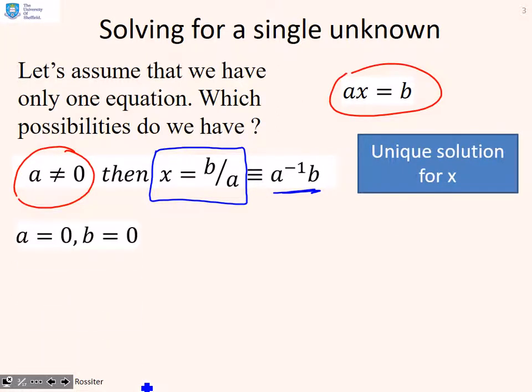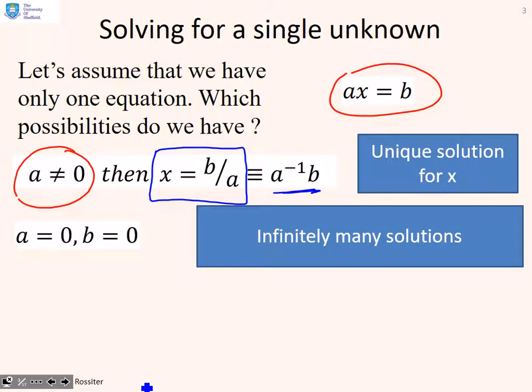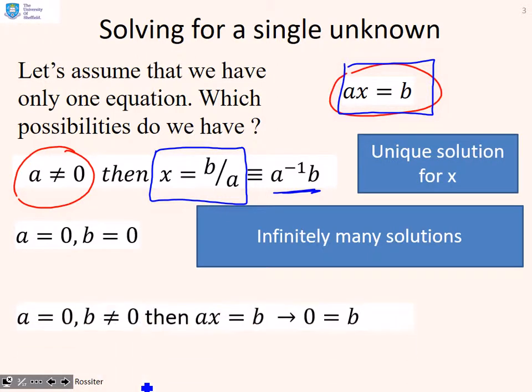However, what happens if a equals 0 and b equals 0? In this particular case, there are infinitely many solutions for x, because you could put in an x value of 1, 2, 3, 4, 100, and it would still satisfy this condition, ax equals b, because a is 0 and b is 0, so there are an infinite number of solutions.